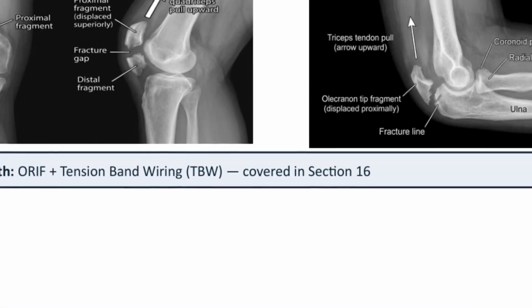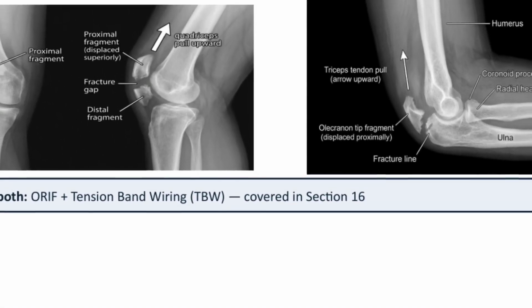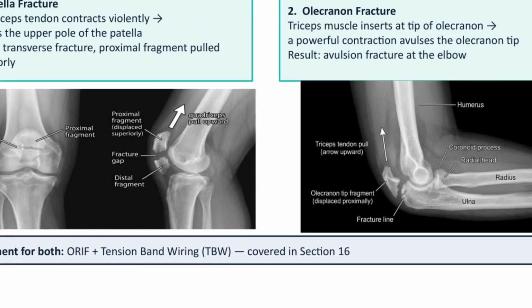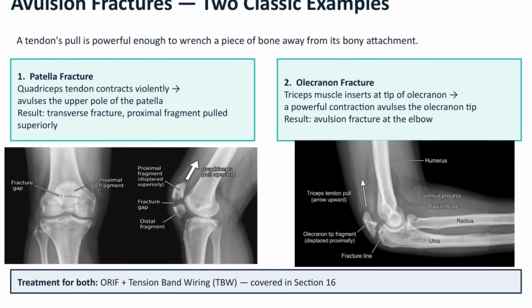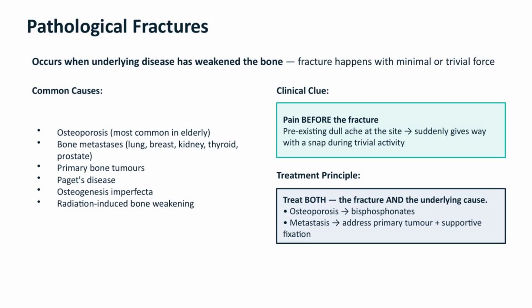These two fractures are important not just as avulsion examples, but also because their treatment is unique, and that's covered later in the section on tension band wiring. We touched on abnormal bone briefly while talking about causes. Now let's go deeper into pathological fractures specifically.